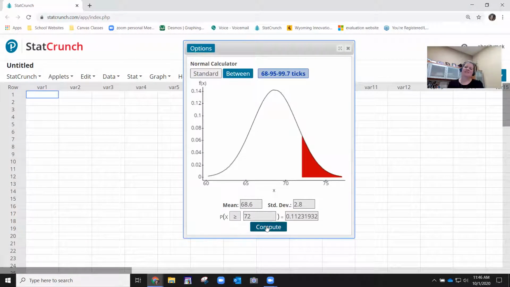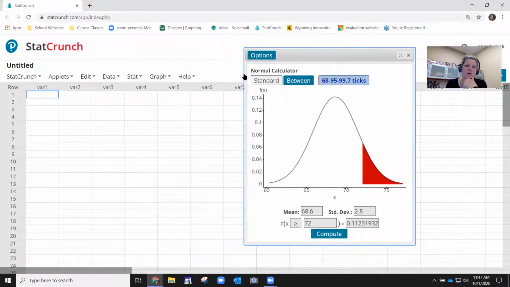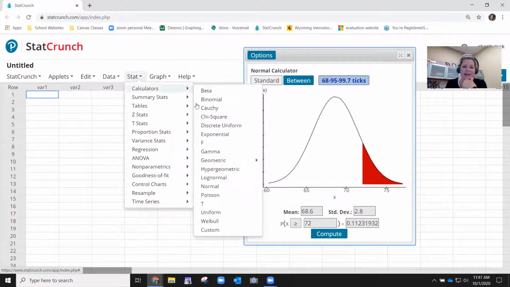They always say to sketch a graph so you can make sure you are getting the right answer in StatCrunch. It really does help because it shows you're at 72 and above. I can see I did it right. I have the above portion. What was the probability of being in that? 0.11 or 11%. Again, I went to Stat, Calculator, Normal to get this normal calculator.